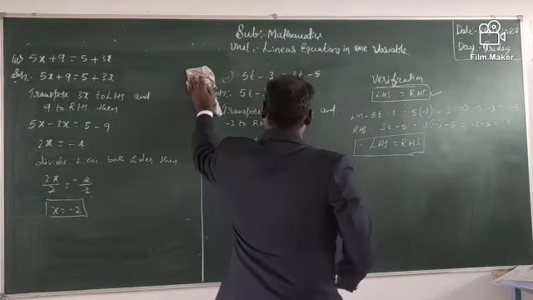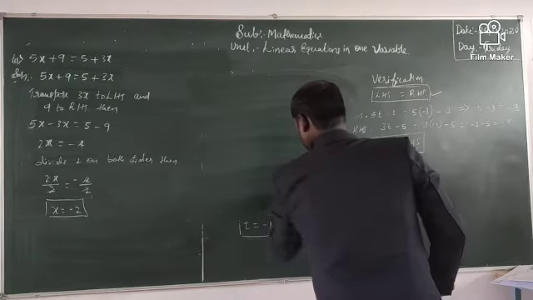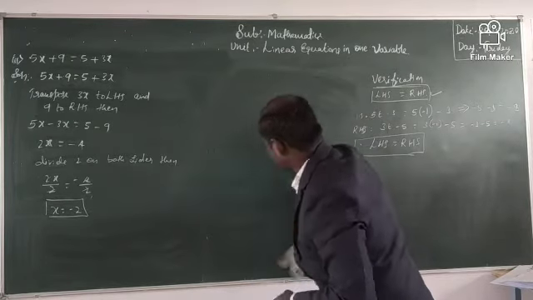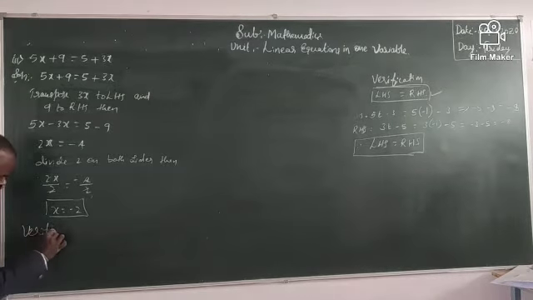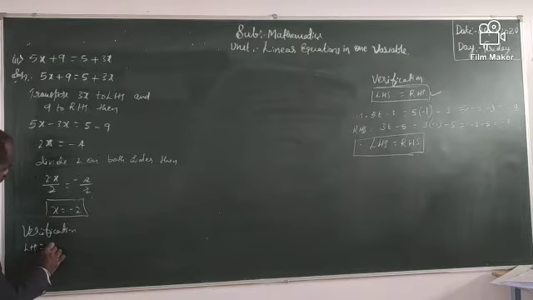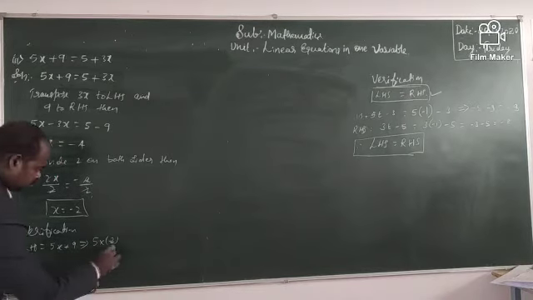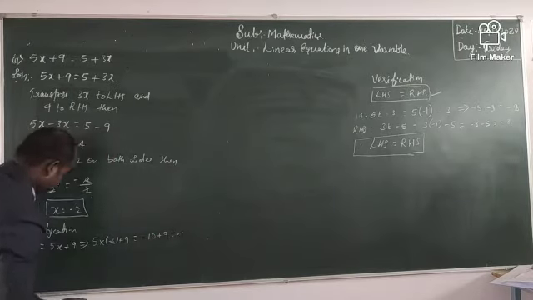Now verification, we have to verify this. LHS. What is the LHS? 5x plus 9, which is equal to 5 into minus 2 plus 9, which is equal to minus 10 plus 9, equal to minus 1.